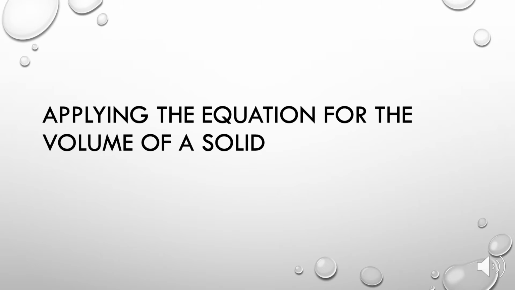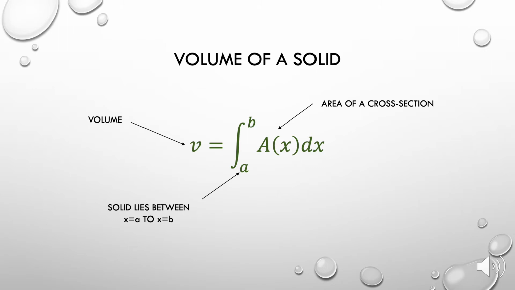Applying the equation for the volume of a solid. The volume of a solid is found by the equation V equals the integral from a to b, which is the x values that the solid lies between, of the area of the cross section. It is important to remember that the area of the cross section is a moving slab obtained by slicing through the perpendicular x-axis.